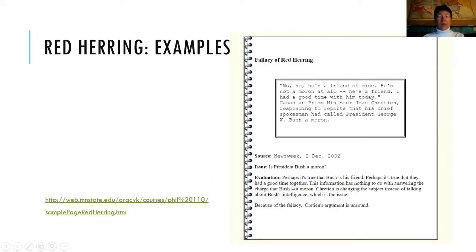So both of those facts can be true, and that does not make it any less problematic. This information has nothing to do with answering the charge that Bush is a moron or that the Prime Minister's spokesman called Bush a moron. So Chrétien is changing the subject instead of talking about Bush's intelligence, which is the issue. Because of the fallacy, Chrétien's argument is unsound.